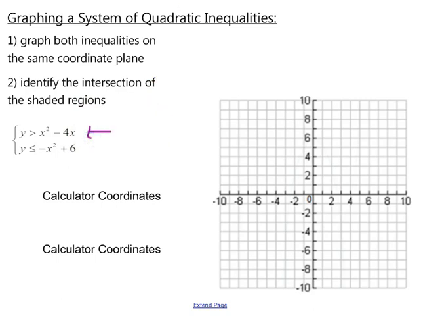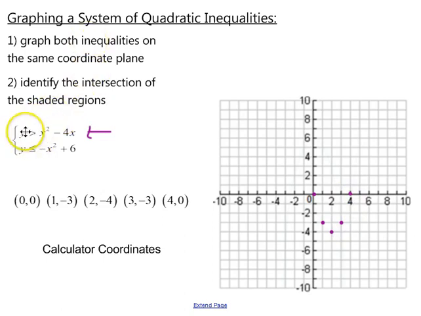So when you put the equation into the calculator and use the table, these are the coordinates you should get. So now we can go ahead and plot. So we have (0, 0), (1, -3), (2, -4), (3, -3), and (4, 0). And then when we go to sketch our parabola, look at your inequality, and because it's not equal to, we're going to have a dotted parabola.